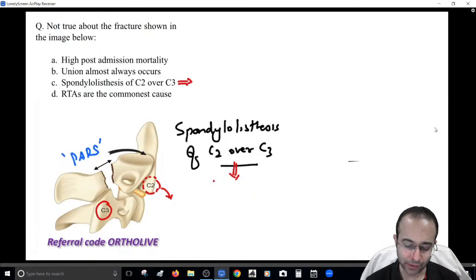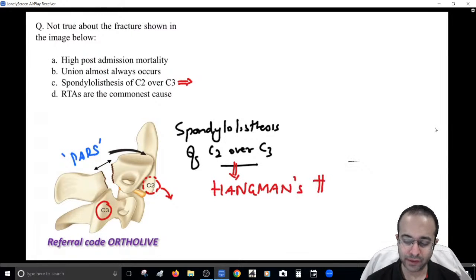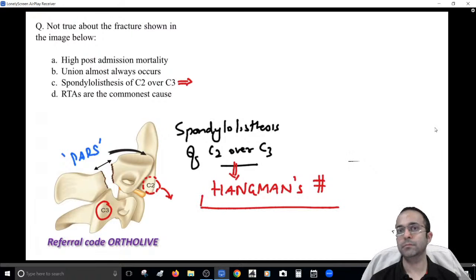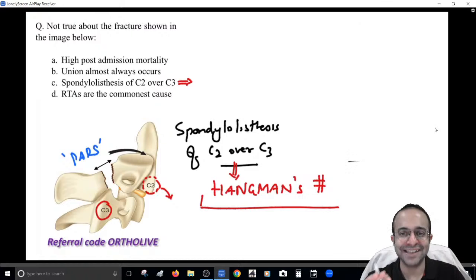Okay, no problem. I'll just let you guys know. This is that injury that you read in your forensic classes as hangman's fracture. The hangman's fracture you read about in forensic classes, that was nothing else. That was simply spondylolisthesis of C2 over C3. Clear with that?